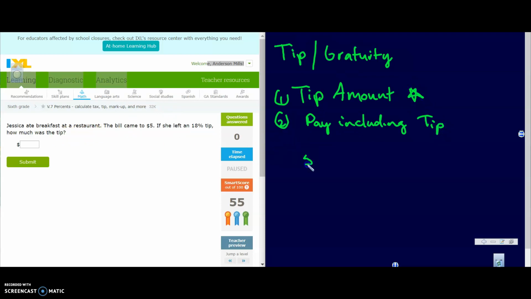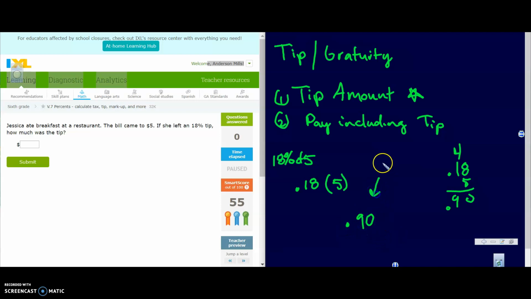So we've got $5 and she's going to leave an 18% tip. So we're looking for 18% of 5. How do we find percent of a number? Well, we change our percent to a decimal, and then we multiply by, in this case, the cost of our meal, $5. So 18% of 5 is, bring our decimal back, 90 cents. 90 cents, and that represents our tip amount.